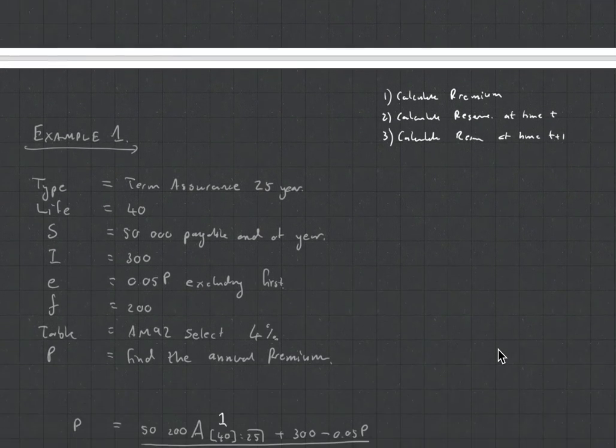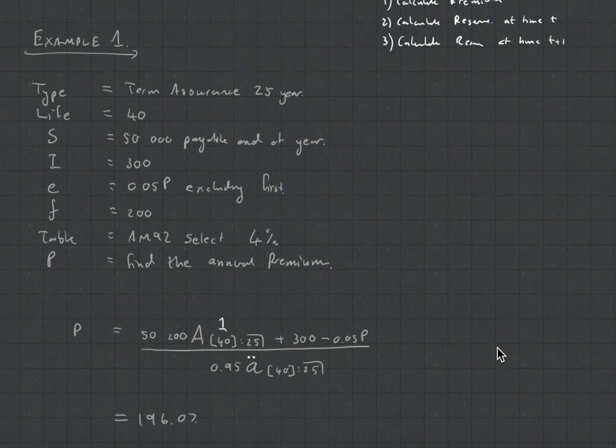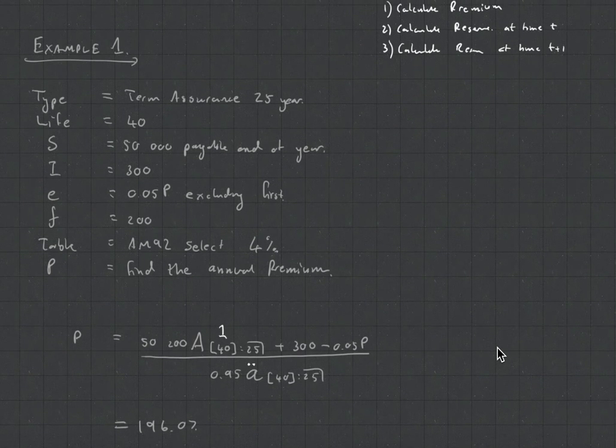Okay. Now, to end this little talk off, here is a quick little example, and that is we're going to be calculating the reserves of a policy. It's a term assurance of 25 years to a life who's 40 years old. The sum assured is $50,000 payable at the end of the year. Initial expenses are $300. Renewal expenses are 5% of premiums, excluding the first, and termination costs are $200.